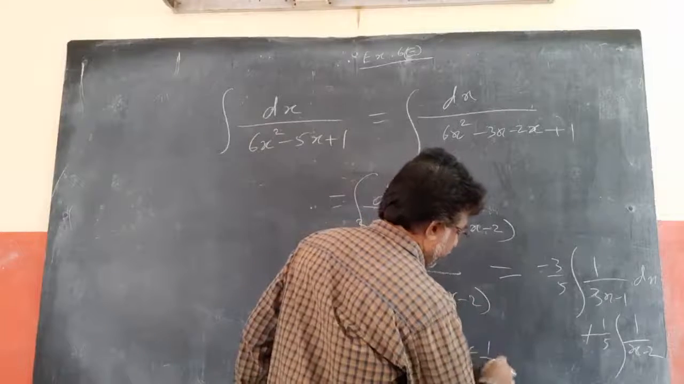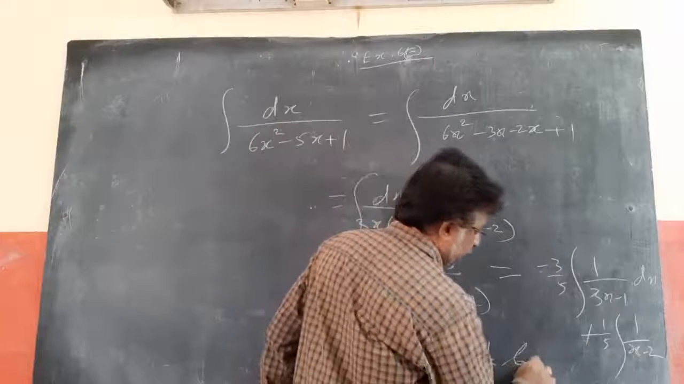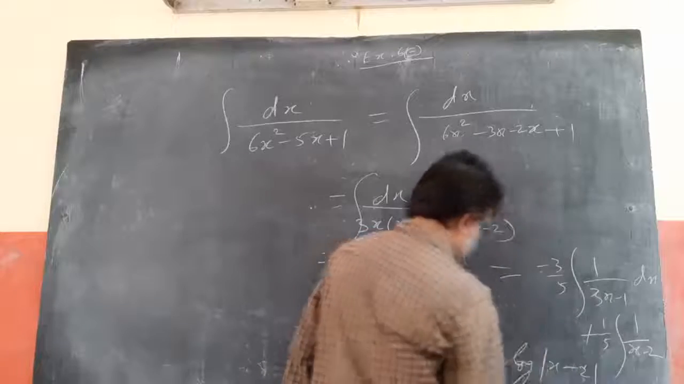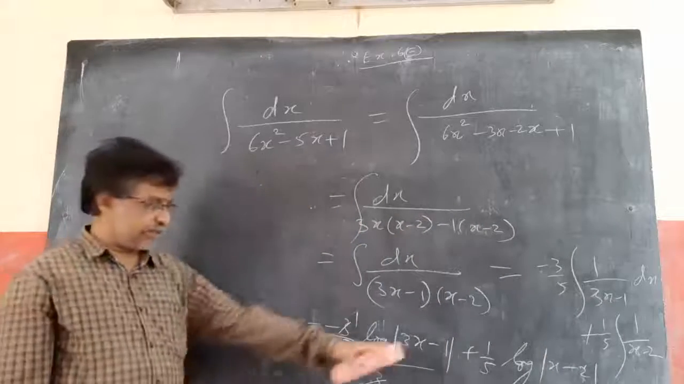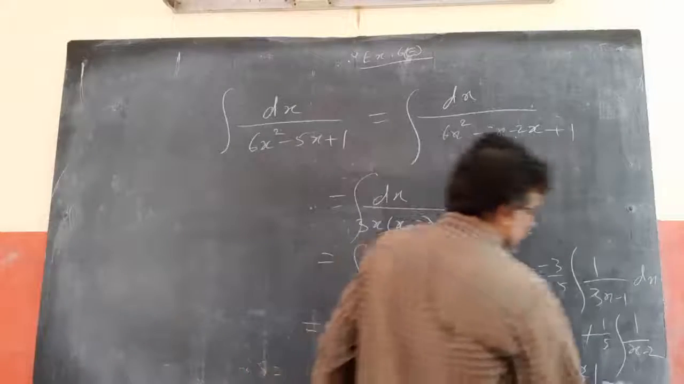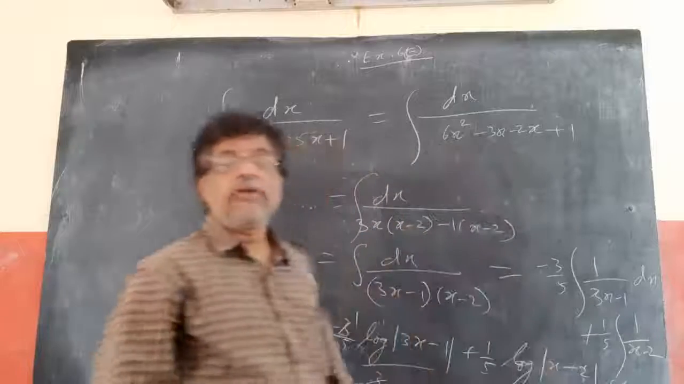Next, plus 1 by 5 into log mod (x minus 2). The derivative of x minus 2 is 1 only, so no need to divide there. In the earlier case it is 3x, that's why you should divide by 3, and the 3 gets cancelled. Plus c. This is the final result.